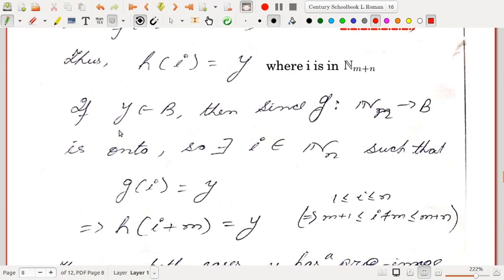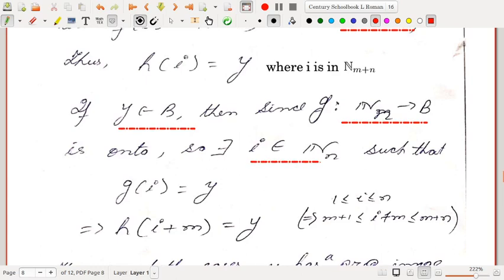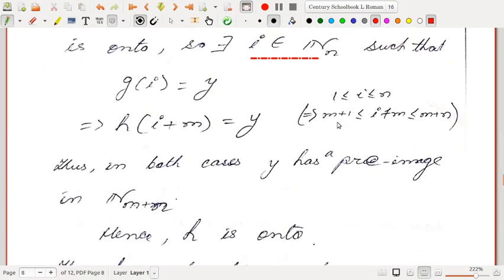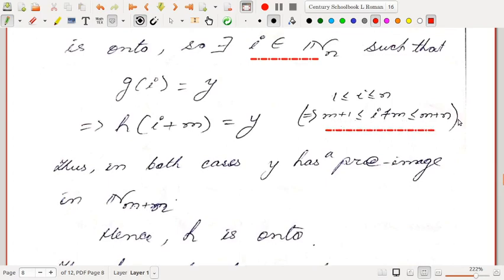The second case, if y is in B, then since g from N_n to B is onto, there exists an i inside N_n such that g(i) is y. Okay, but i lies between 1 and n. That means i+m will lie between m+1 and m+n. So g(i) can be written as h(i+m).